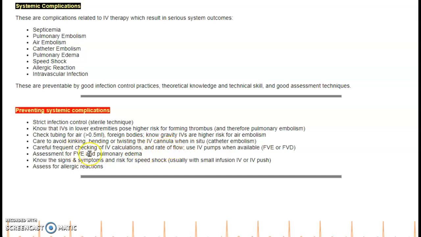Look for fluid volume excess and signs of pulmonary edema. That is your cough, your difficulty breathing, and your edema. Know the signs and symptoms and risk for speed shock. That's usually with small IVs where it's gone in too quickly, and make sure you've assessed for potential allergic reactions before you start and for allergic reactions while the IV is being administered.